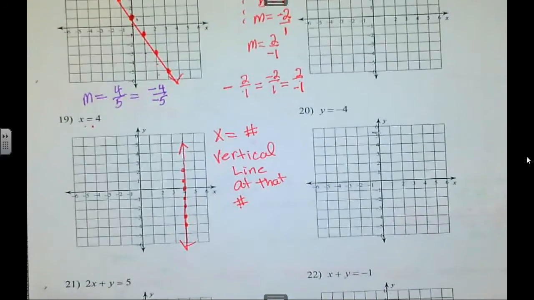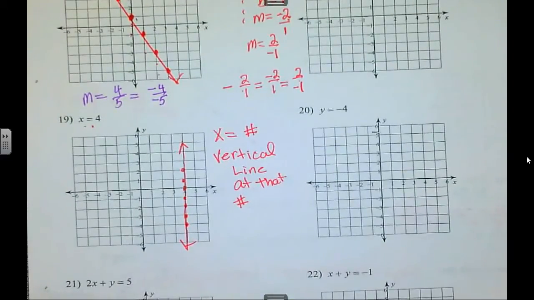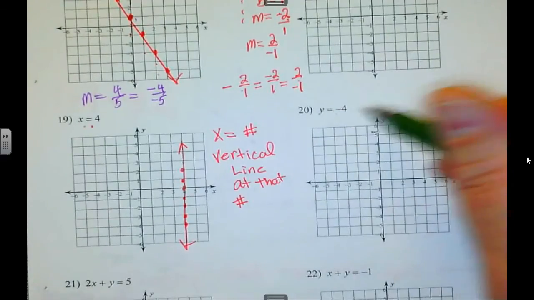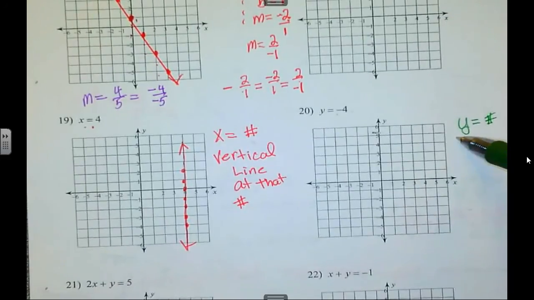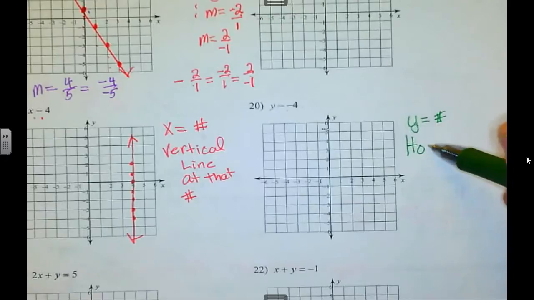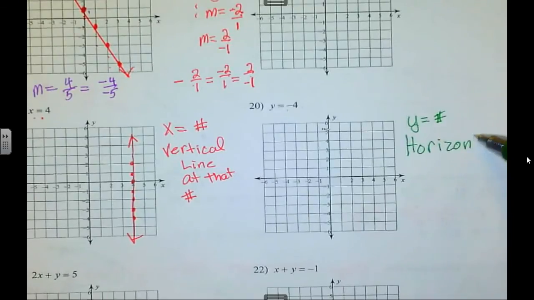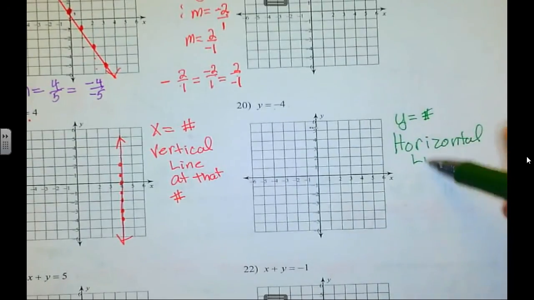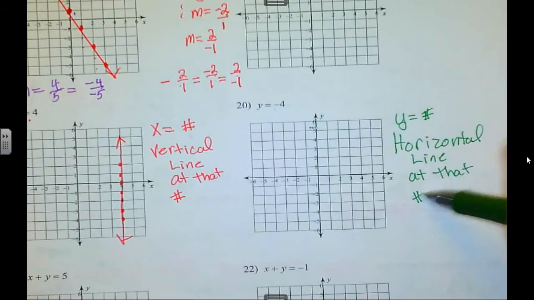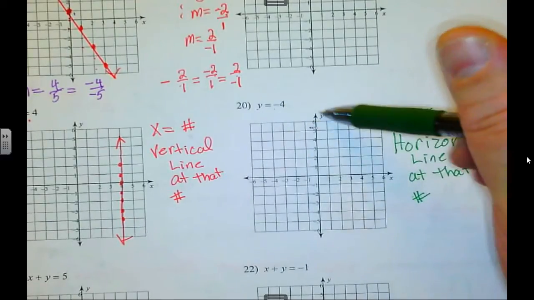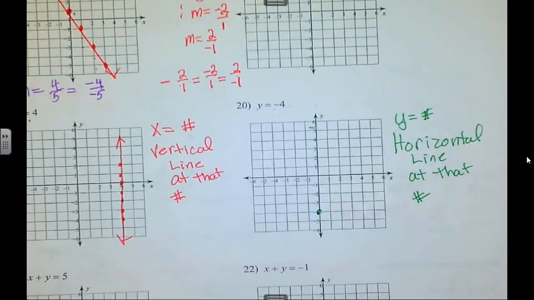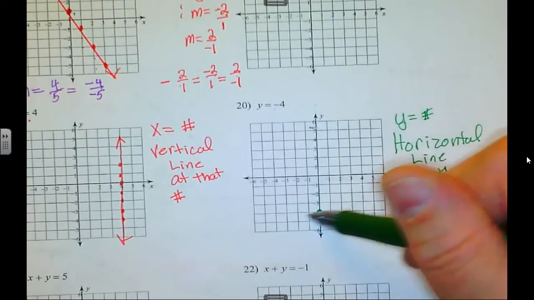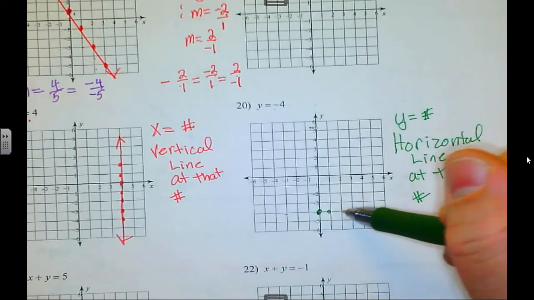Okay. Well, y is going to be what? The horizontal one at that number. So that's going to be a horizontal line at that number. So here's -4, but I got to look at the y-axis this time, not the x. Oh, okay. Okay, here's my -4 in the y-axis. My y value is always going to be -4.